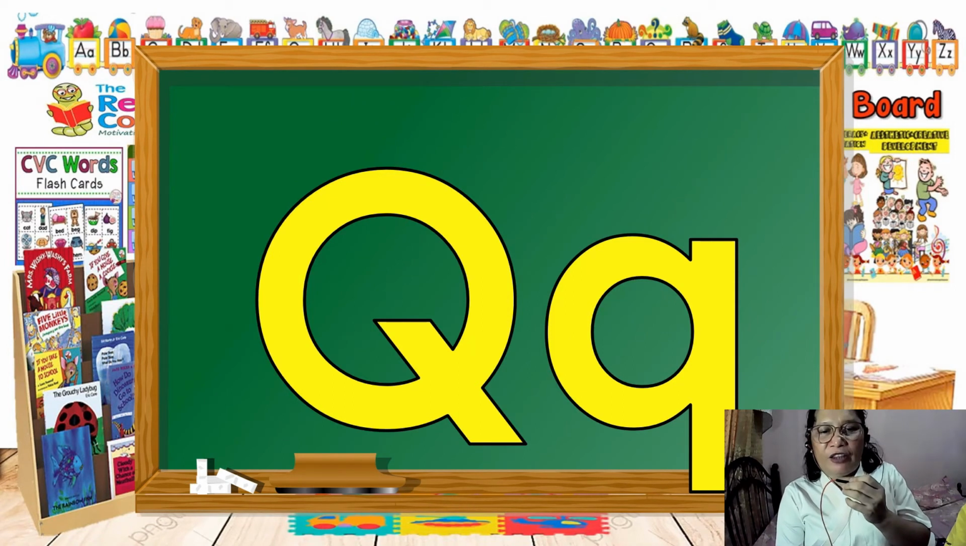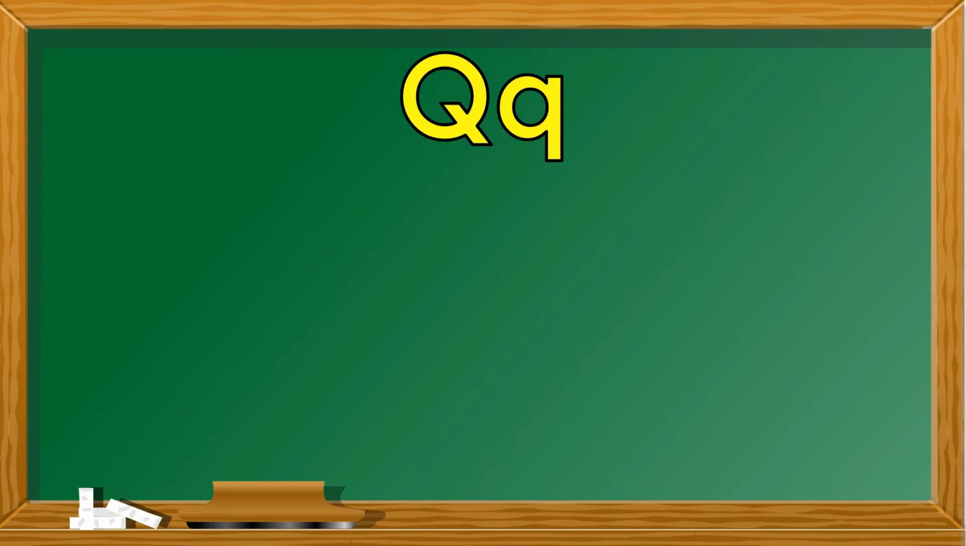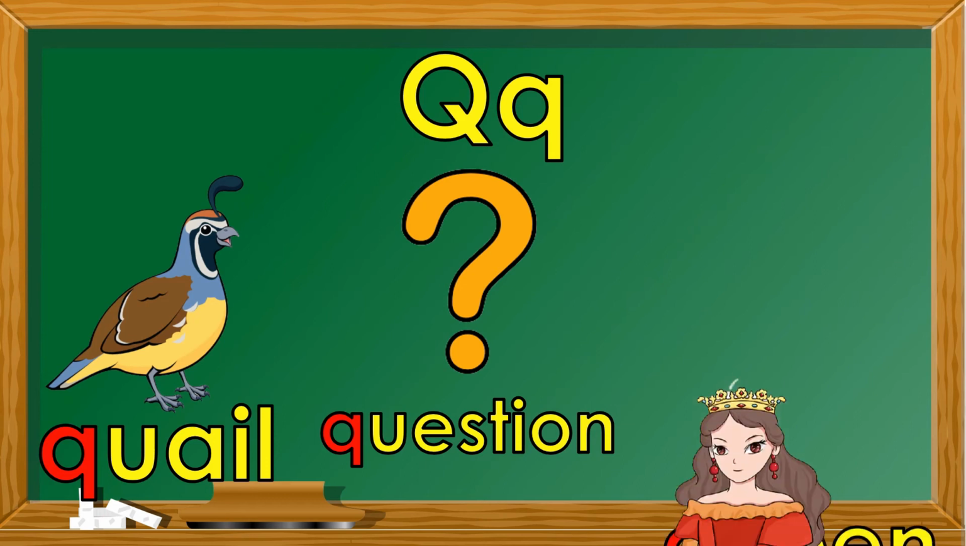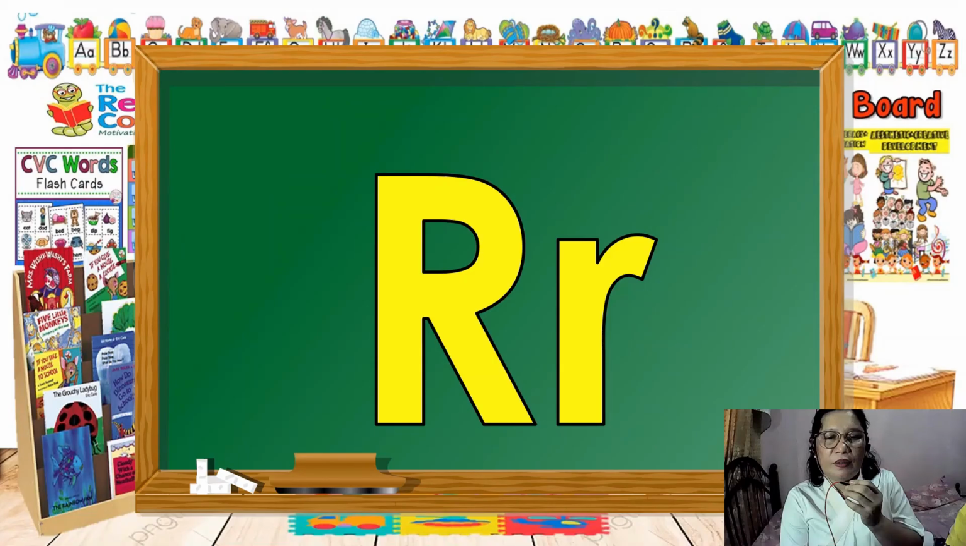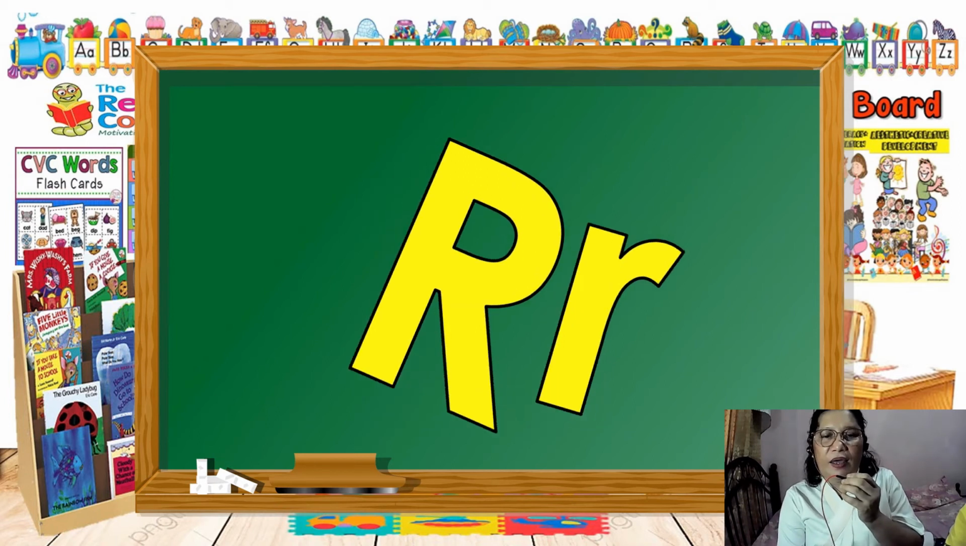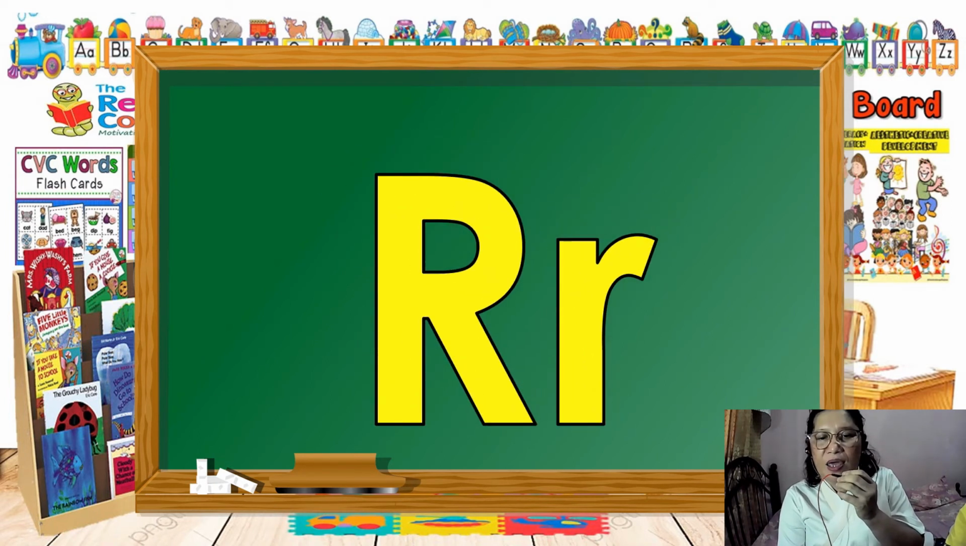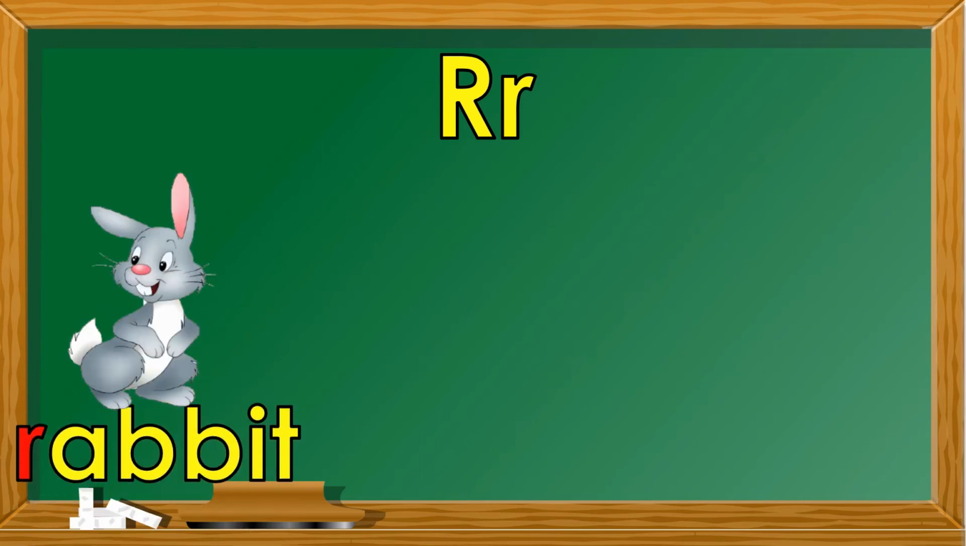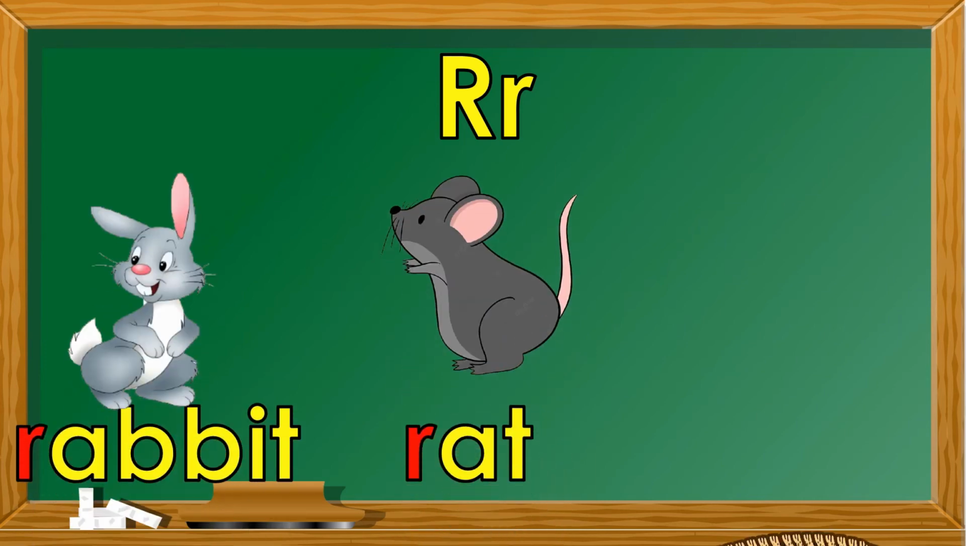Next, we have letter Q. The sound of letter Q is Q. Here are objects that start with letter Q. Quail, question, queen. Next letter is letter R. And the sound of letter R is R. Here are some objects with the initial letter R. Rabbit, rat, rope.